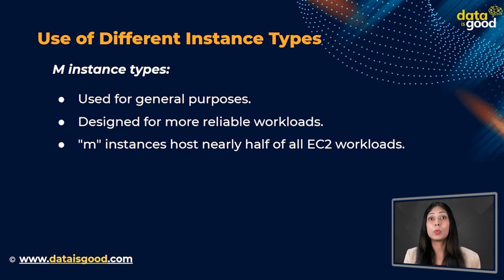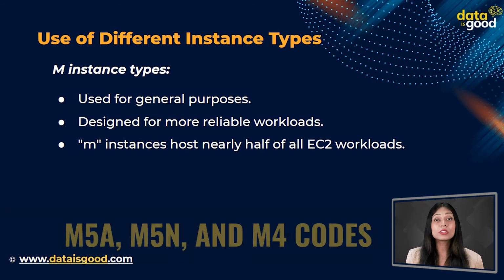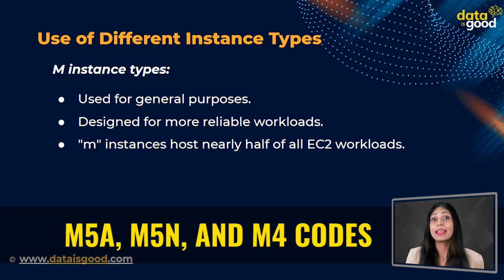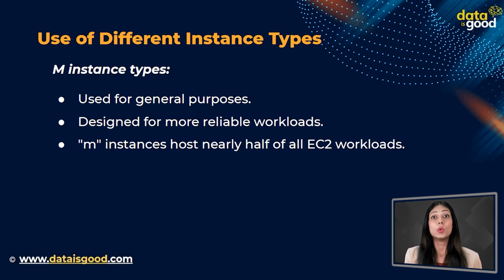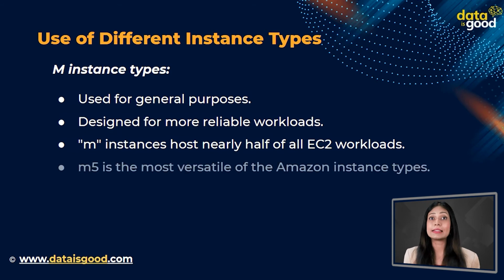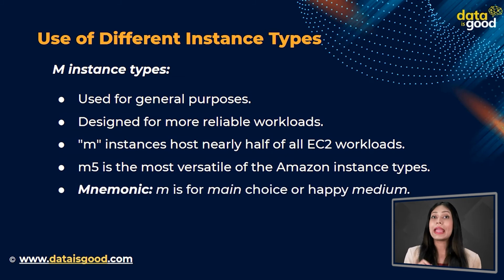With M5, we can choose M6G, which is powered by ARM-based AWS Graviton 2 processors and thus more cost-effective. There are also M5A, M5N, and M4 codes. We can choose M5 if we are not sure what to choose, as M5 is the most versatile of all the Amazon instance types. Mnemonic: M is for the main choice or happy medium.